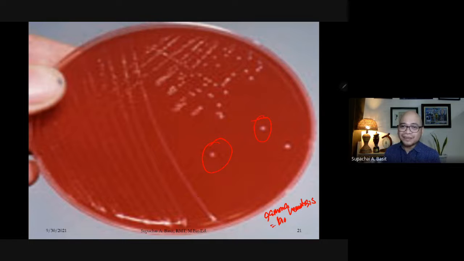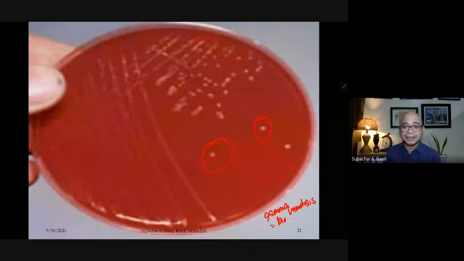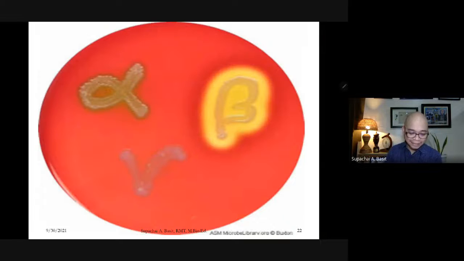Again, alpha hemolysis is incomplete. You'll see greenish-brown. Beta hemolysis means there's a complete hemolysis, and then gamma hemolysis means that there's no hemolysis. So for beta hemolysis, you'll be able to see colorless colonies on the surface of the blood agar plate. And so greenish-brown, colorless, and then no hemolysis or gamma. Okay?